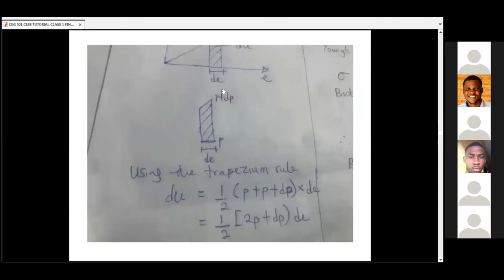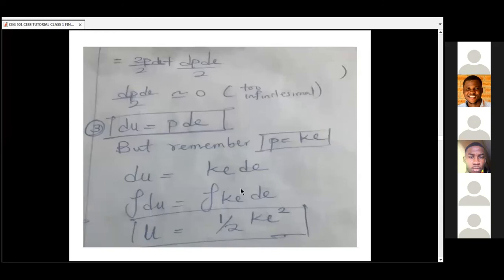Now, inputting what the area of a trapezium normally is, which is half into bracket a plus b times h. Now, that would be dU, which is the strain energy, equals half of P, which is a, plus b. B will now become P plus dP times the height, which is the extension, because the height is along the extension axis. So it becomes dE. If we now do our computation, it will be half into bracket 2P plus dP, everything times dE. Eventually, when we do the computation, it will become 2P dE over 2 plus dP times dE over 2.